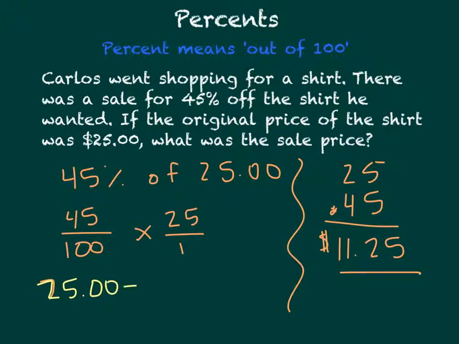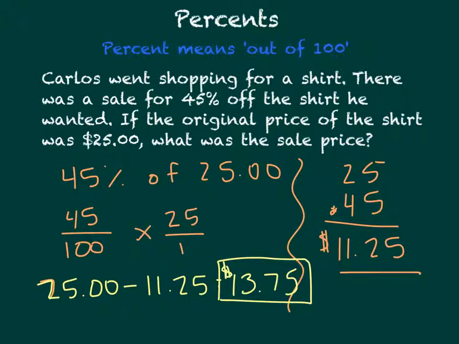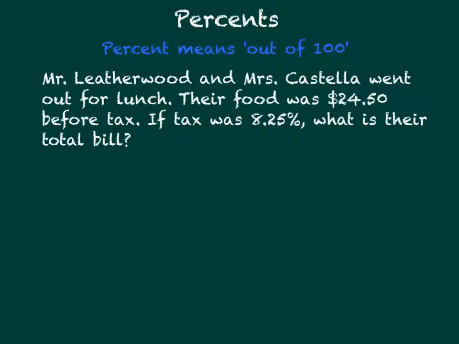So then we would subtract that to find our sale price. And what was that? Let's see. 25 minus 11.25. Our total would be $13.75. Yay. But you can see how percents are real, right? We use these for real. Use them every day. Let's do another one.